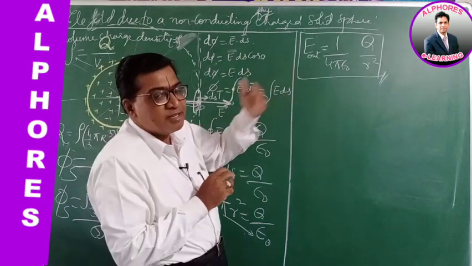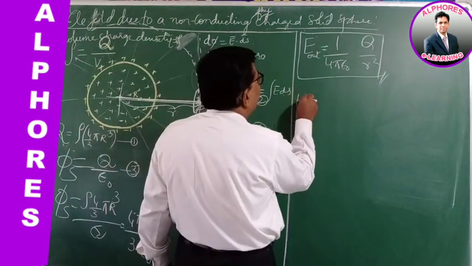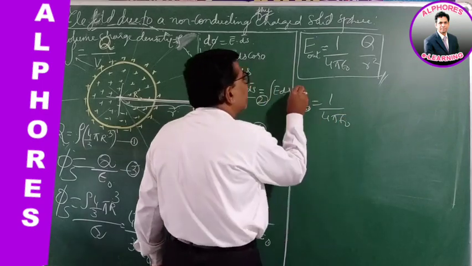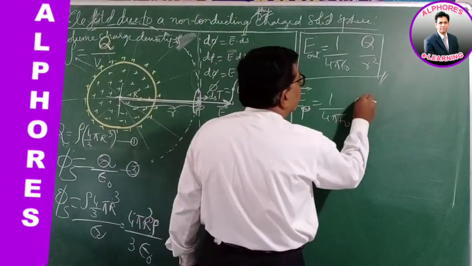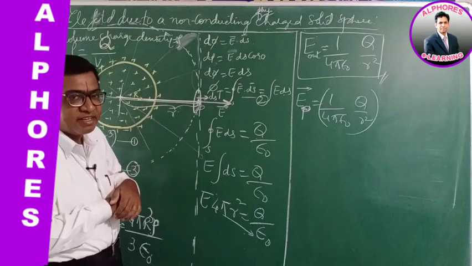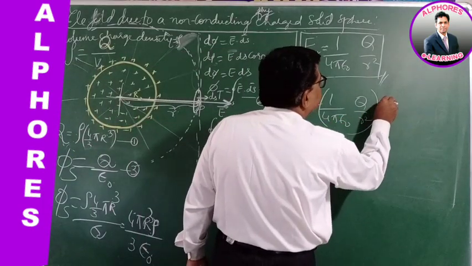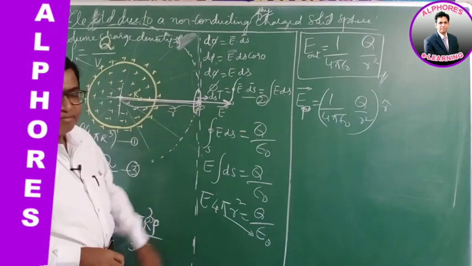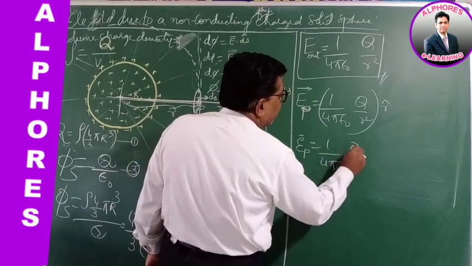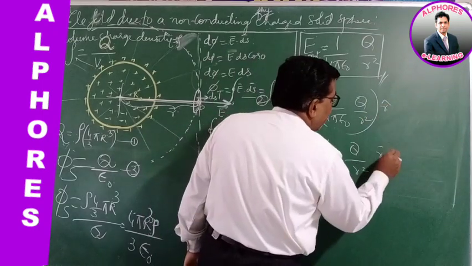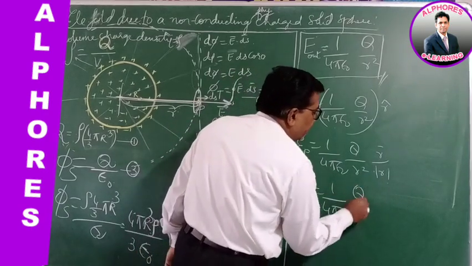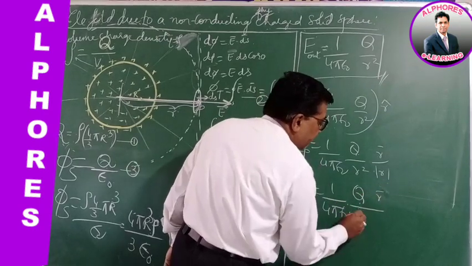If I have to express this in terms of the radius vector, the electric field at any outside point P in vector form is 1 by 4 pi epsilon naught, Q by r square, which is the magnitude. The direction is along the radius vector, so the unit vector is r cap. Therefore the electric field at any point P is 1 by 4 pi epsilon naught Q by r square times r cap, where r cap is r bar by mod r. So the electric field is 1 by 4 pi epsilon naught Q r bar by r cube.